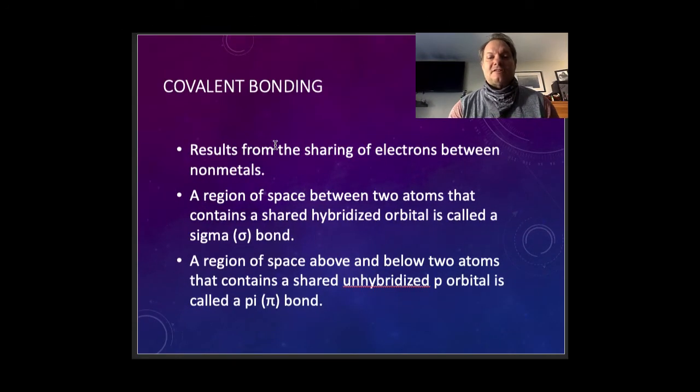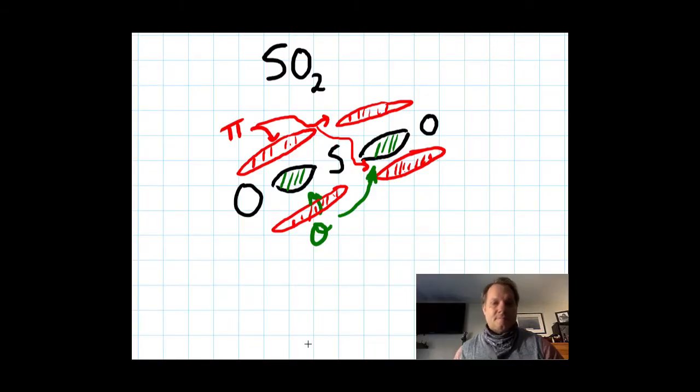There are often conditions where we have regions of space above and below, or forward and backward, of two atoms that contains shared unhybridized p orbitals called the pi bond. So in this example, I have sulfur dioxide. The oxygens are bonded to the sulfur through these sigma bonds that are right here, in between the sulfur and the oxygens. Above and below, we have this second bond called a pi bond. So it's really not existing between the two, it's above and below, linking them together in a different way.